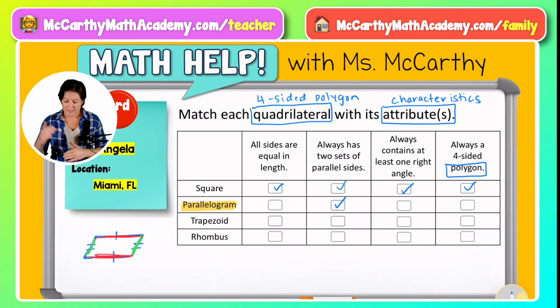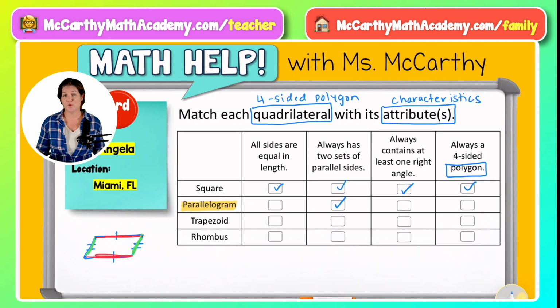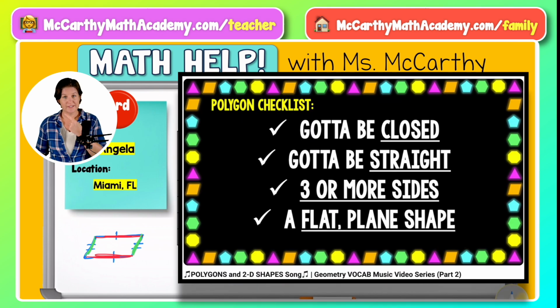A parallelogram always contains at least one right angle. A parallelogram could contain a right angle if it were a rectangle, because a rectangle is a type of parallelogram. A square is also a type of parallelogram, but a parallelogram does not have to have one right angle, so this attribute does not apply. And finally, it says always a four-sided polygon. It's closed, gotta be straight, three or more sides, a flat plane shape.